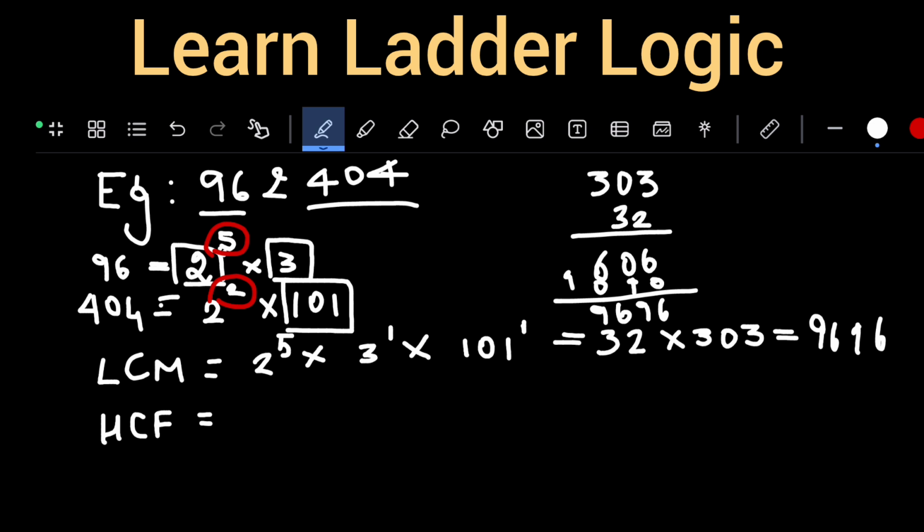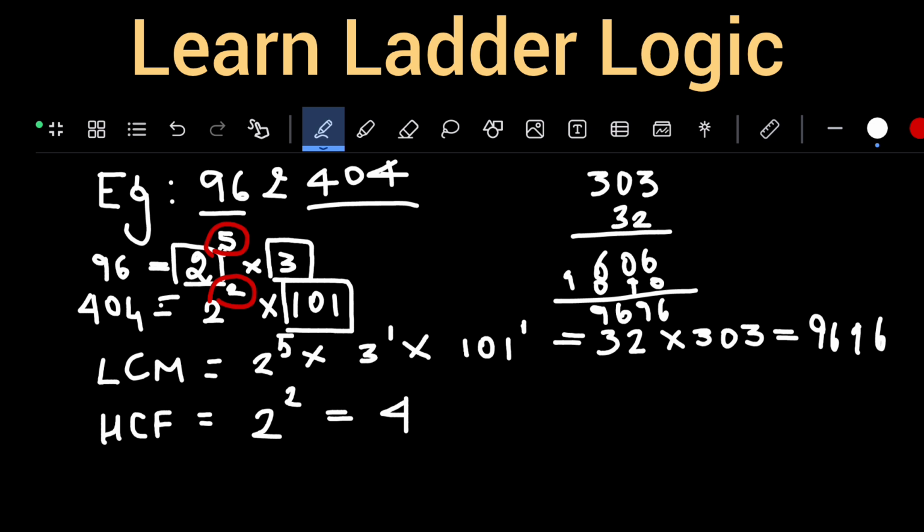HCF is equal to the common numbers available. Only the common numbers available. So here the common number is 2. You can only see the number 2 being available. And now you should write the lowest power available of that common number. What is the lowest power of 2 in the question? Comparing 5 and 2, it is 2. The lowest power available is 2 square. The answer is 4. I hope you understood the difference between LCM and HCF.